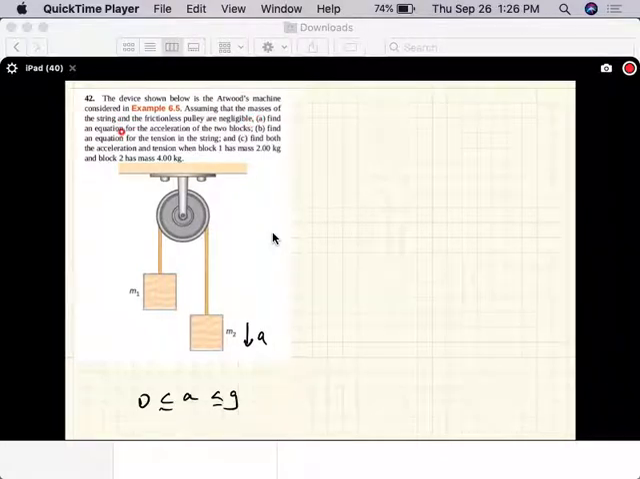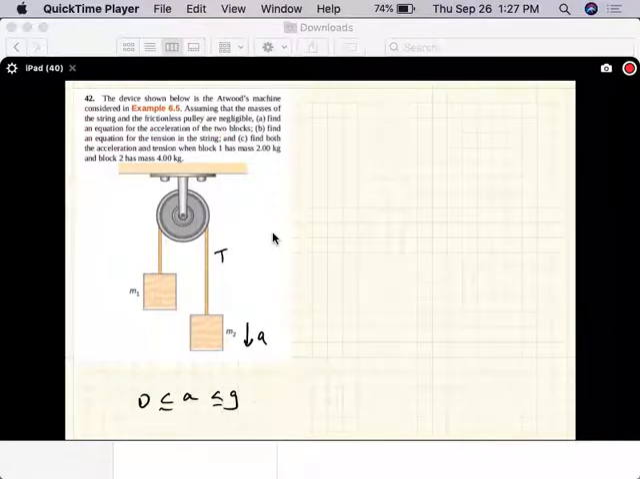Assume that the masses of the string and the frictionless pulley are negligible. So we're going to analyze this device assuming the pulley is frictionless and massless. And what that tells us is, if that is true, then the tension in the string on either side of the pulley is the same. Find the equation for the acceleration of the two blocks. Okay, so let's do that.